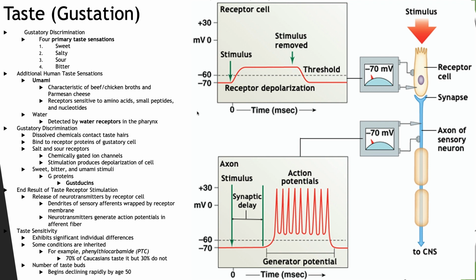Taste sensitivity differs significantly among individuals, and many conditions related to taste sensitivity are inherited. The best known example involves sensitivity to the compound PTC, or phenethylcarbamide. This substance tastes bitter to some people, but is tasteless to others. PTC is not found in food, but compounds related to PTC are found in Brussels sprouts, broccoli, cabbage, and cauliflower.